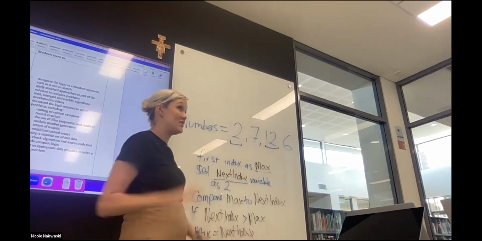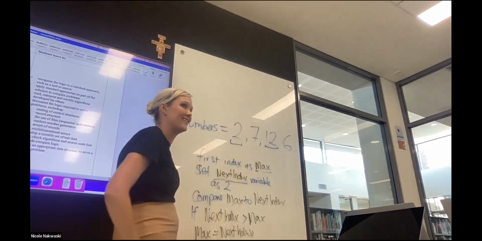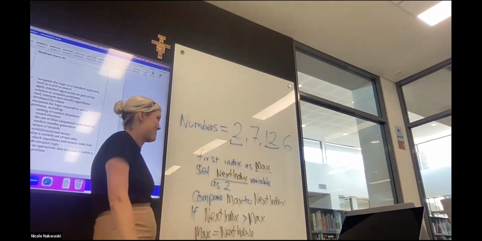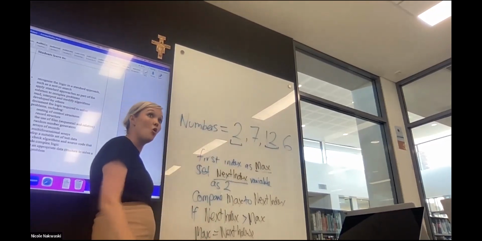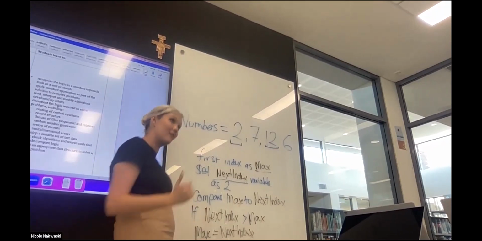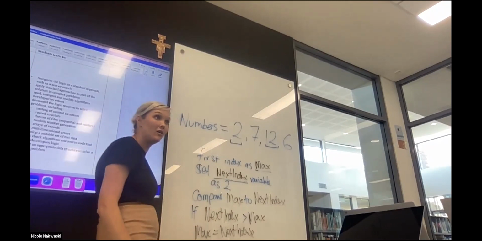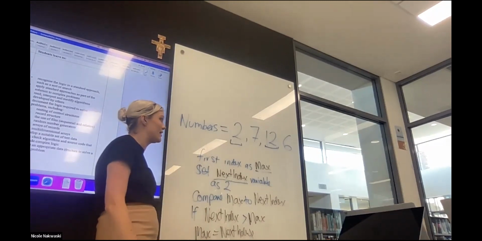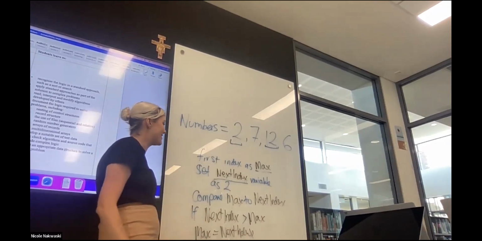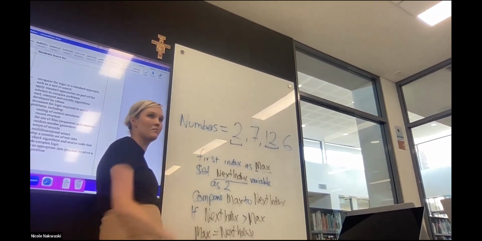Good so far. Did the compare. What else do we need? I've done the compare. It's cool. What do I need to do through the array? Yeah, I have to keep on jumping, don't I? I set next index to be 2. What would I then need to do once I've done the compare?